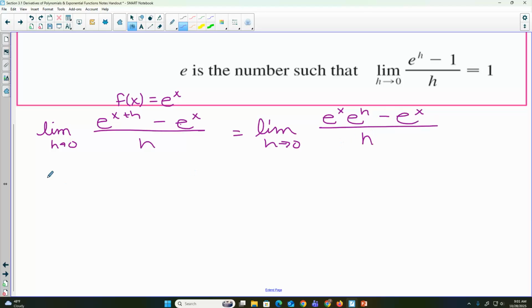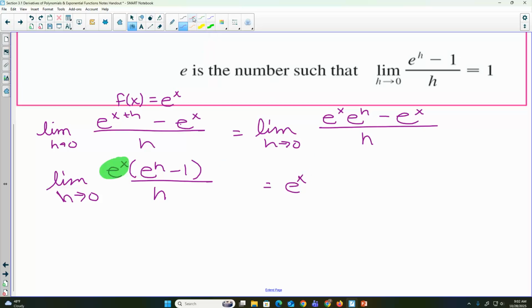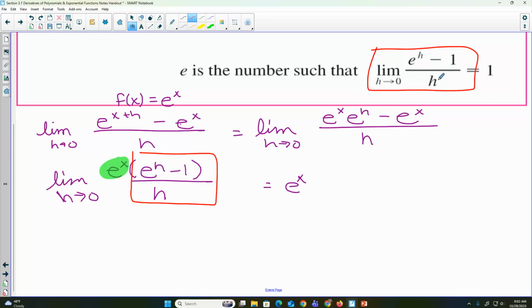When you add the exponents, that means the originals were multiplied. What could you do on the top now? We could factor it out. And that would leave us with e to the h minus 1 over h. Right? As h approaches 0, e to the x doesn't have an h in it, so it's still e to the x. But as h approaches 0, e to the h minus 1 over h, by definition, because of the value of e, is equal to 1. So that's e to the x times 1. So that's why the derivative of e to the x is still e to the x.